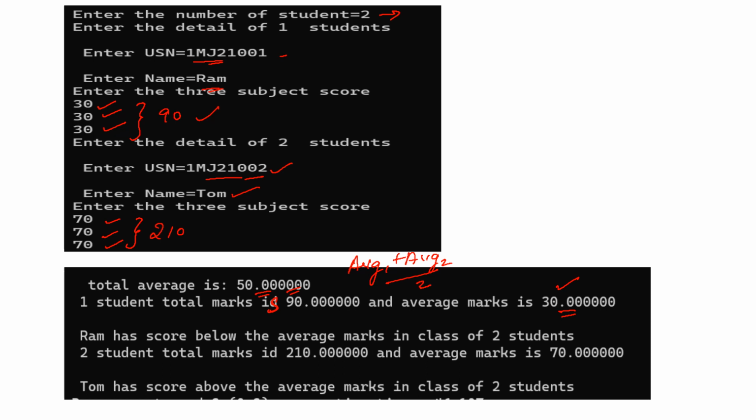30 is below. Now it will check whether 30 is greater than 50 or less than 50. 30 is less than 50, so what will be printed? Below average marks in class of 2 students. Similarly, for the second student, the total mark is 210 and the average mark is 70. Now it will again check the three conditions: whether 70 is greater than 50, or less than 50, or equal to 50. 70 is greater than 50, so he has scored above the average marks in the class of 2 students. I hope you have understood this program.